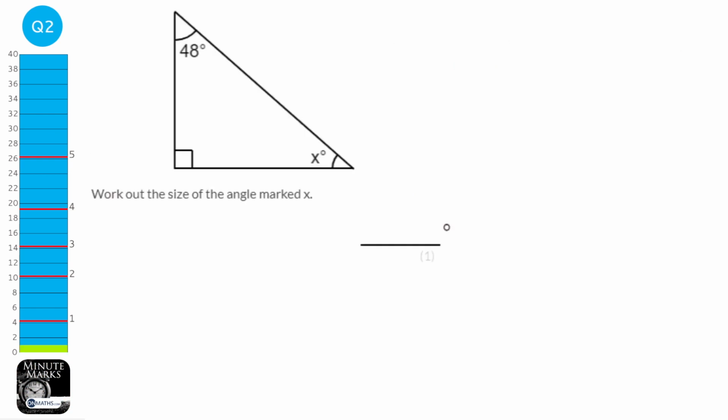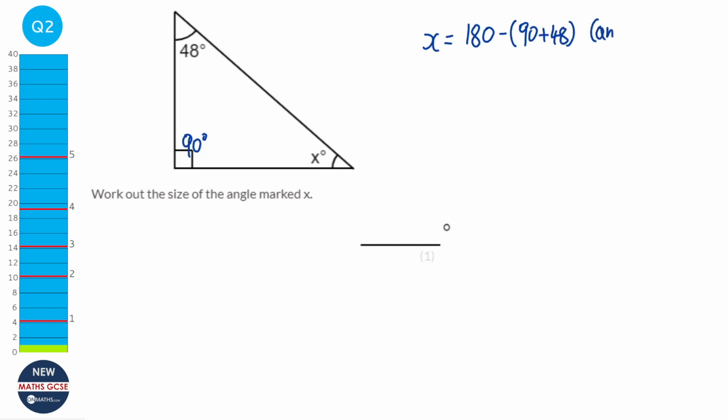And try and get used to writing down the reason as well, because there are quite a lot of marks for the reasons. Here we have a triangle and we've got an angle of 48 degrees. We've got this right angle which is 90 degrees and we're looking for x. So what we need to do is realise that the three angles will add up to 180 because it's a triangle. So to find x we just subtract the two angles which we know. We're going to subtract the 90 degrees plus the 48 degrees from 180. And in brackets we're going to say the reason: angles in a triangle add up to 180 degrees. So when we do 180 take away 90 plus 48, you get 42 degrees.